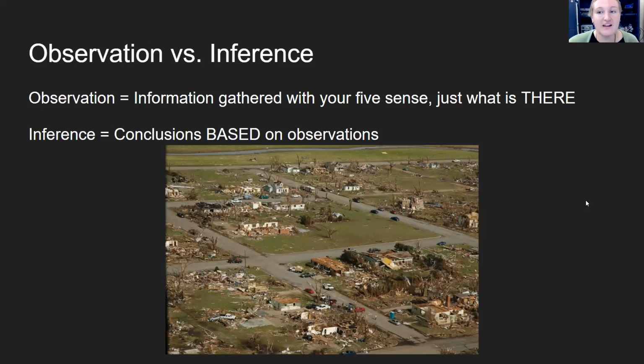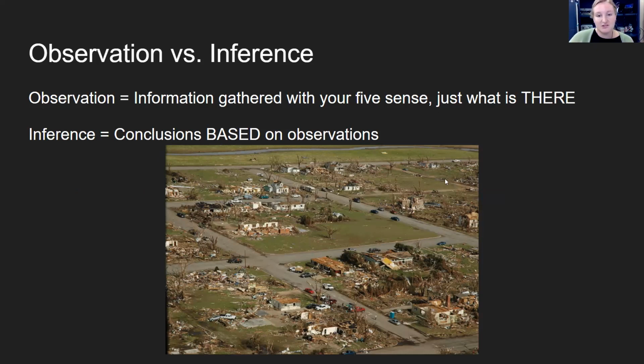Next up is our observation and inference. So an observation, that's just information we gather with our 5 senses. That's just what's there. You can't argue with it. It's what's there. Inferences, those are going to be conclusions that we come to based on our observations. So that's where we say, based on what I'm observing, this is what I think is happening.